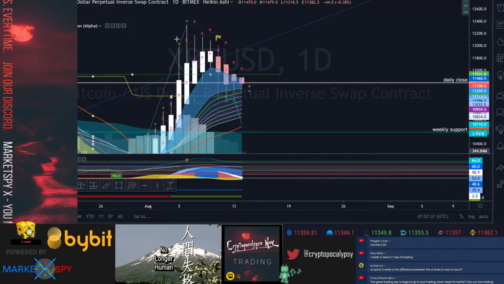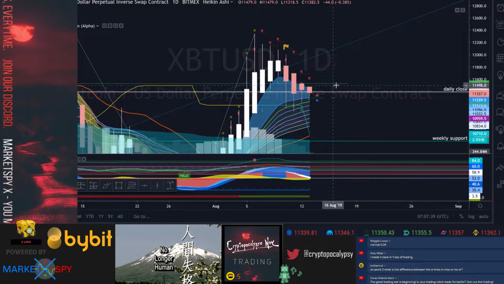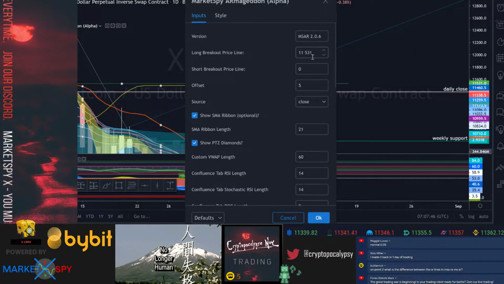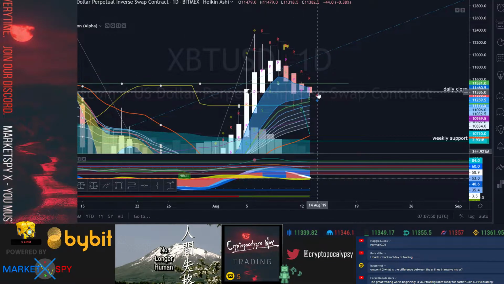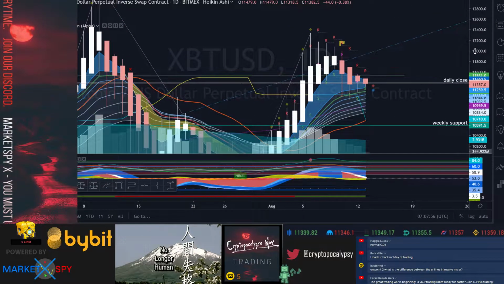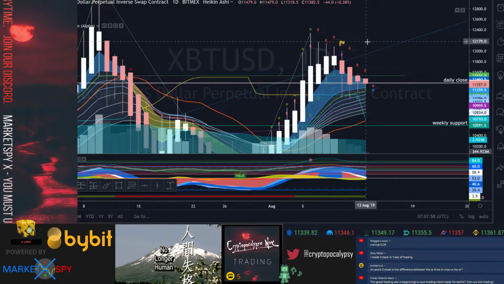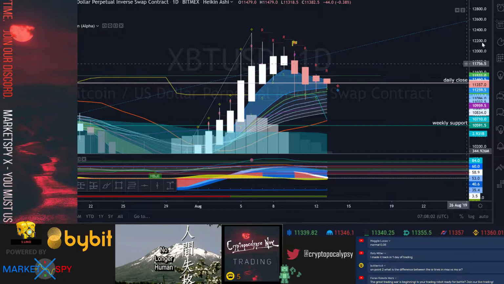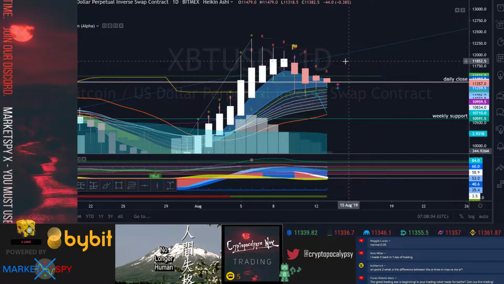So now, without you having to babysit and watch it manually, when the price touches this plotted line that you created in the settings, the long breakout price line, and goes above it, it will signal you. You'll get a notification on your app or in your browser, and then you can just open the chart, quickly look at what's happening, and take a trade once we're above it.